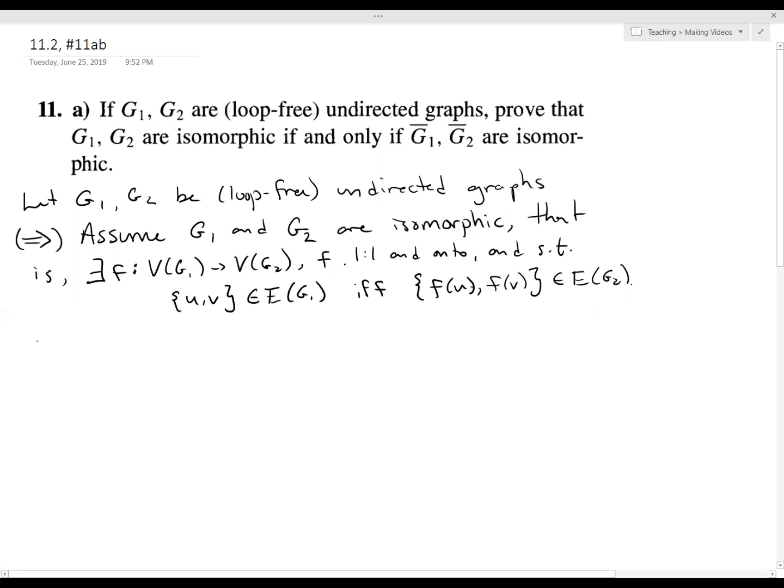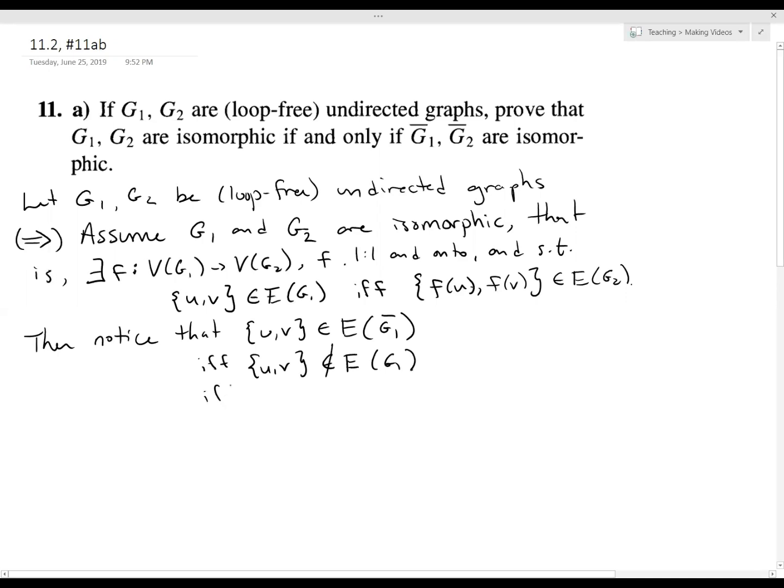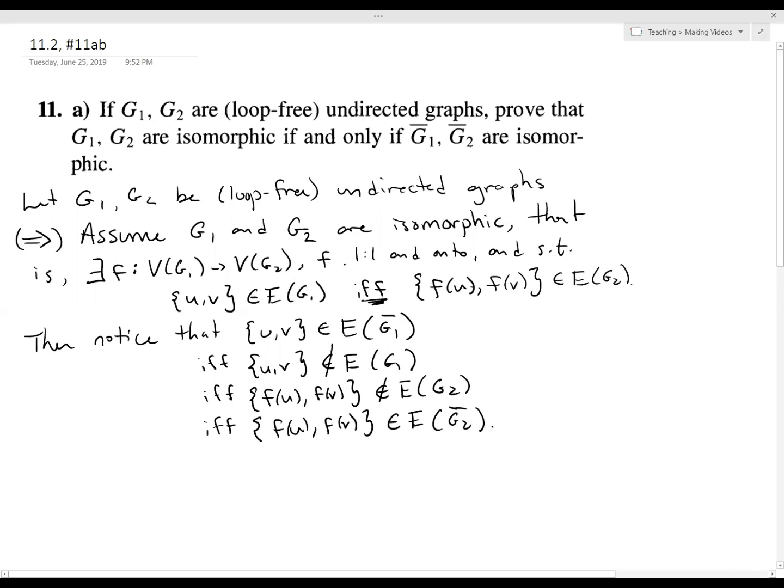And so the only thing then to say is, notice that UV is an edge in G1 bar if and only if UV is not an edge in G1, which is true if and only if, because of the isomorphism, because of the if and only if I have right here, F of U, F of V is not an edge in G2, which is exactly the same as saying F of U, F of V is an edge in G2 bar.